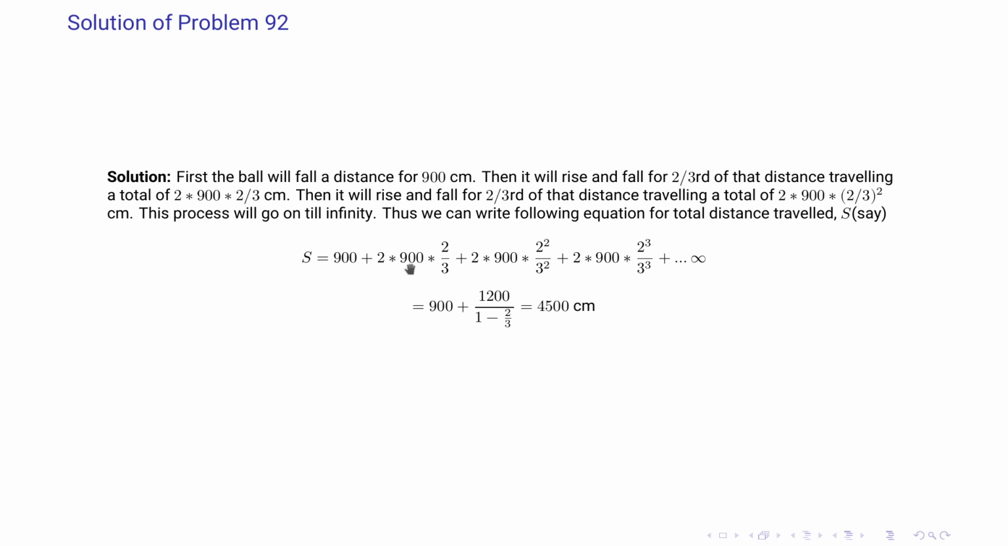Now you can also observe that 2 into 900 is 1800, that multiplied by 2 by 3 is 1200, and this 900 is separate. So 900 plus the first term 1200 divided by 1 minus the common ratio, that is 2 by 3, which is equal to 4500 centimeter.